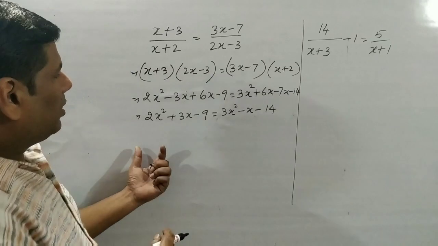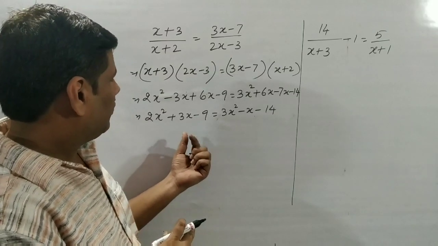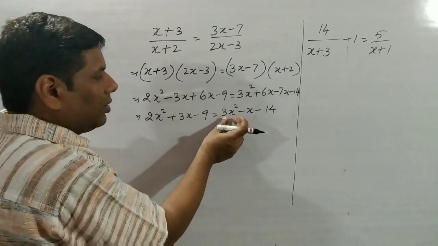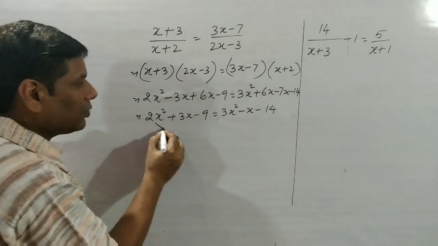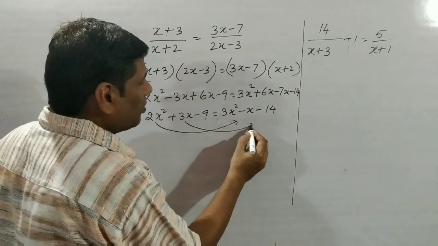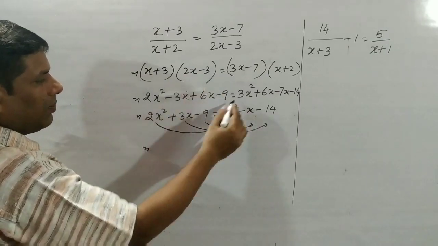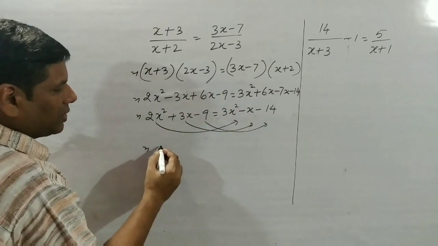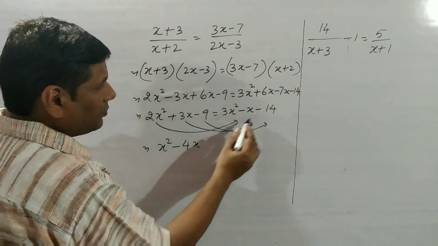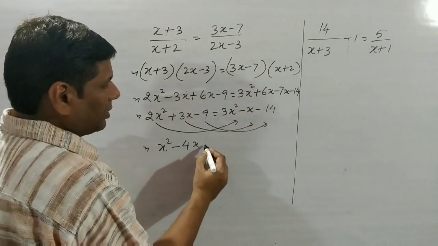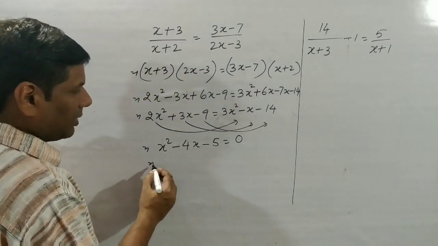Now we will take all the parts to one side, but keep in mind that generally we take the x square term with the higher value to that side. So 3x square, x and 14 will move to this side, so 2x square, 3x and minus 9 will move to the other side. What will we get? 3x square minus 2x square, that is x square, minus x minus 3x is minus 4x, minus 14 plus 9 is minus 5. This equals 0. Now we will solve it by middle term factorization.